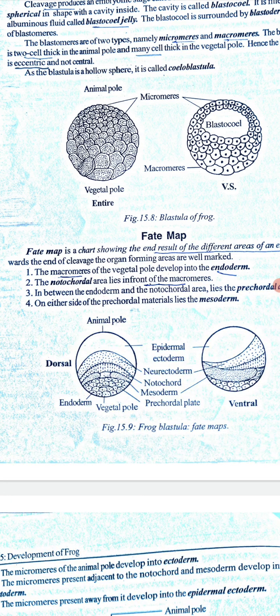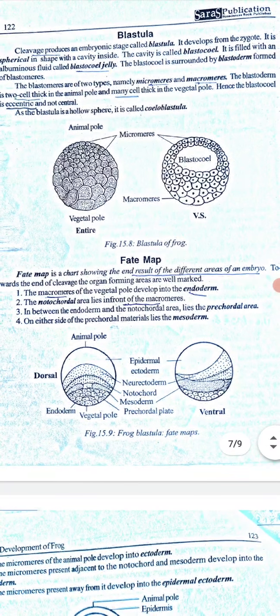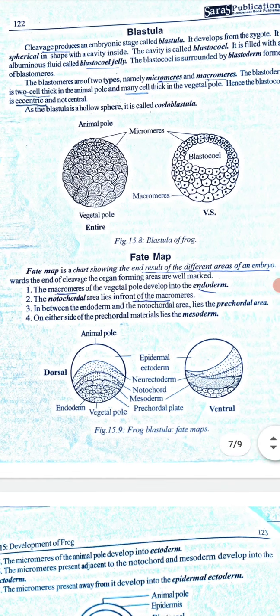Fate map is the chart showing the end result of different areas of the embryo. It means the number of cells present in the blastula. Number of cell units are towards the formation of well marked area formation.